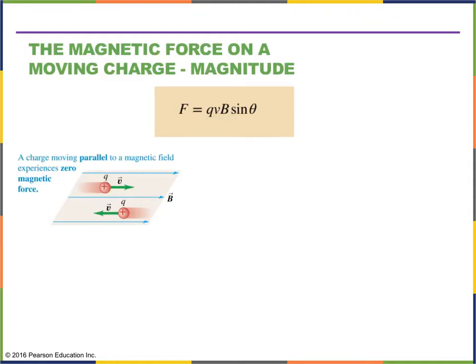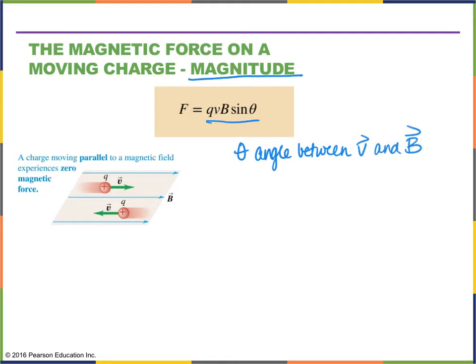The other thing, when we use the right-hand rule, we're finding a vector. Force is a vector. Sometimes we also want to know how big is that vector? And so the magnitude of the force is given by this expression, where theta is the angle between the velocity vector and the magnetic field vector. And so from that, we found out that the largest force is experienced if the charge moves perpendicularly to the magnetic field, and it experiences zero force if it moves parallel or anti-parallel to the magnetic field.